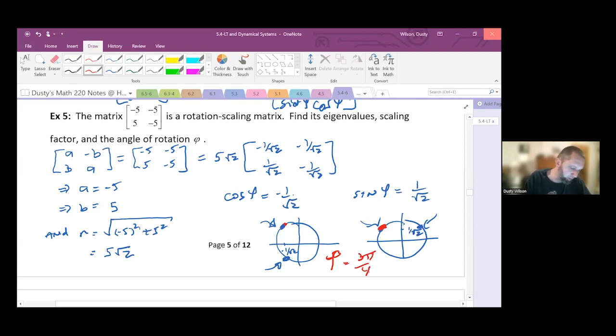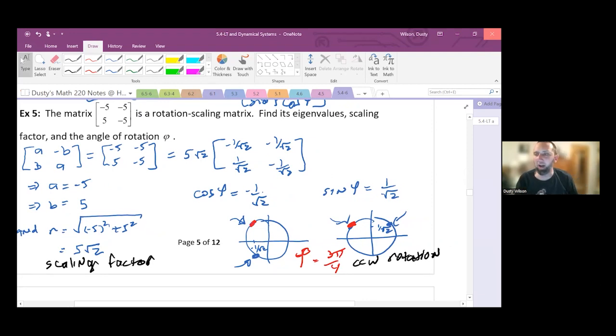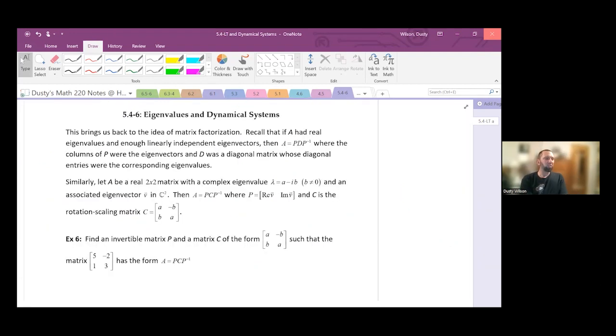Okay. So we have the scaling factor of 5 root 2, and we have the counterclockwise rotation of 3 pi over 4. This brings us back to the idea of matrix factorization.